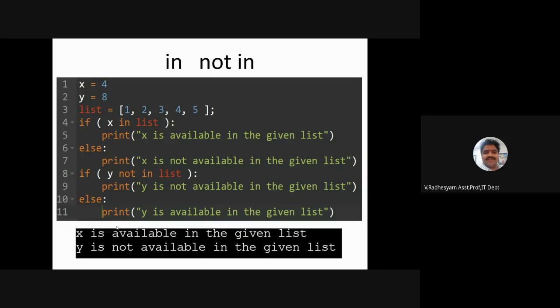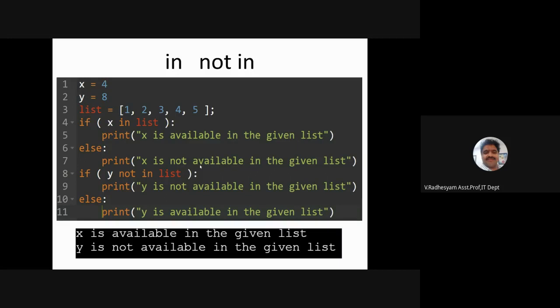Now, you see, X value is 4, Y value is 8, list is 1, 2, 3, 4, 5. If X in list, print X is available in the given list. What is X? 4. Is the 4 available in the list? Yes, sir. So X is available in the given list. If not, you can print X is not available in the given list. If you take X is equal to 20, then the second statement will be executed.